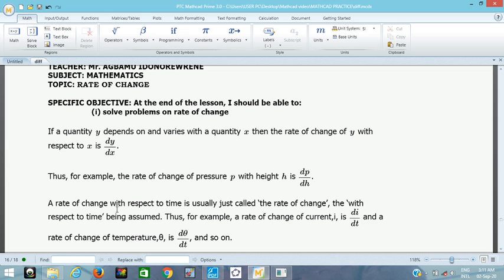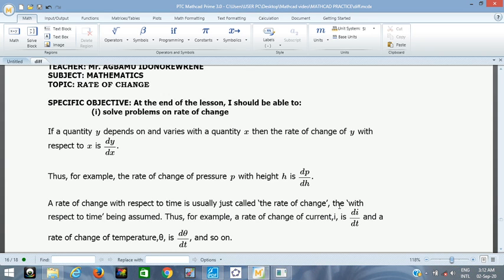It says a rate of change with respect to time is usually just called the rate of change. So what I want you to understand in this statement is that whenever they ask you to find the rate of change of any quantity without telling you with respect to any other quantity, just know that we are looking for the rate of change of that quantity with time. That is one important thing we are talking about. Just look at what I have here, which says a rate of change with respect to time is usually just called the rate of change.